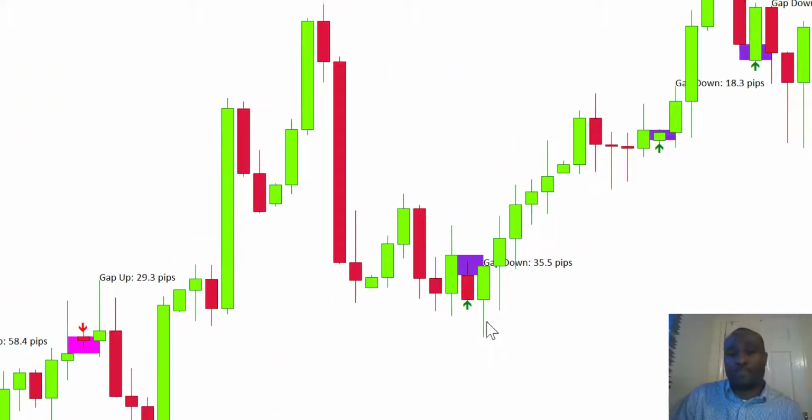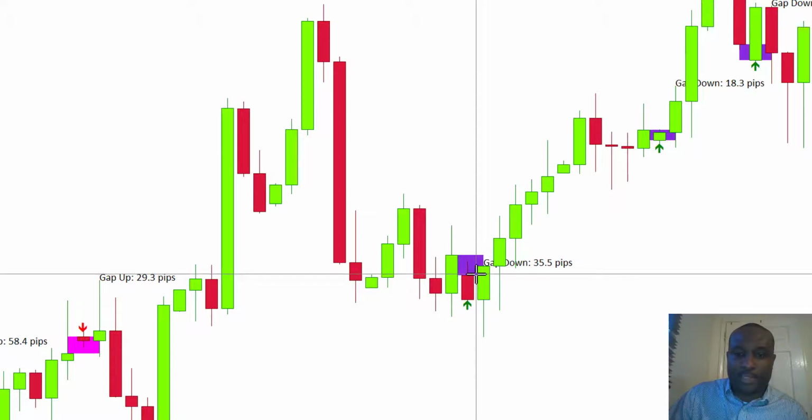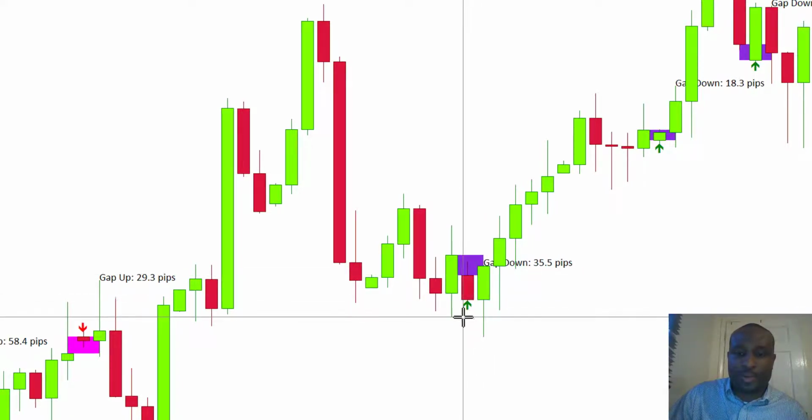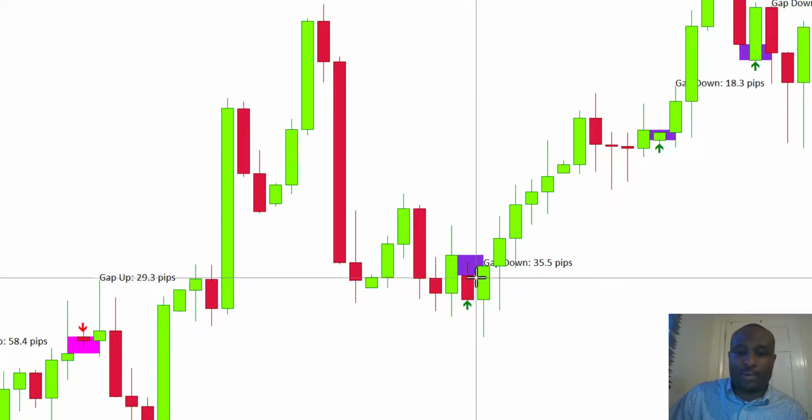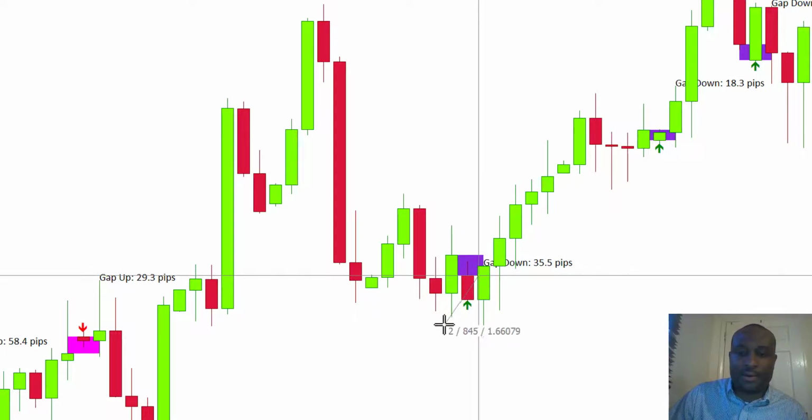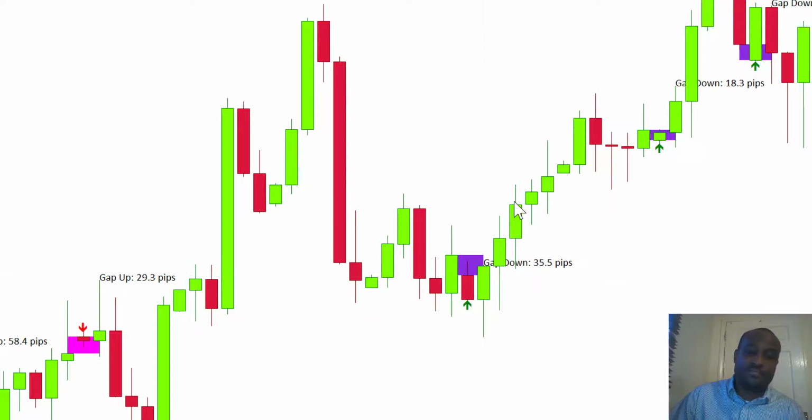Again, we did it. Same situation here. The entry would have been at this level here, the stop loss would have been here, and the target would have been 64 pips again. And did we get it? I would have closed 50% of the trade at 15 pips. Yes, nicely done. And yes, we did.